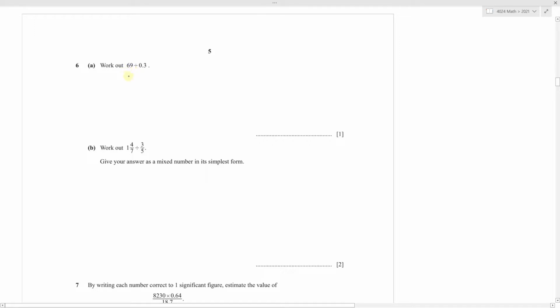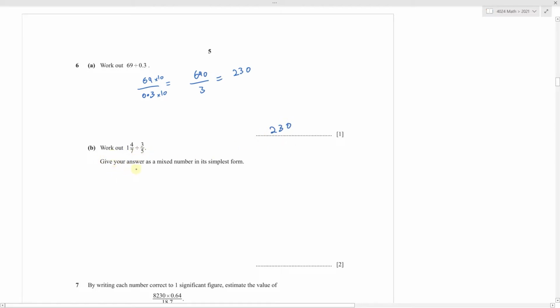Question number 6 is work out 69 divided by 0.3. So 69 divided by 0.3. I can multiply by 10 in the numerator and the denominator so I can get rid of this decimal. So this will become 690 divided by 3. 3 twos are 6, 3 threes are 9, and 0, 230.